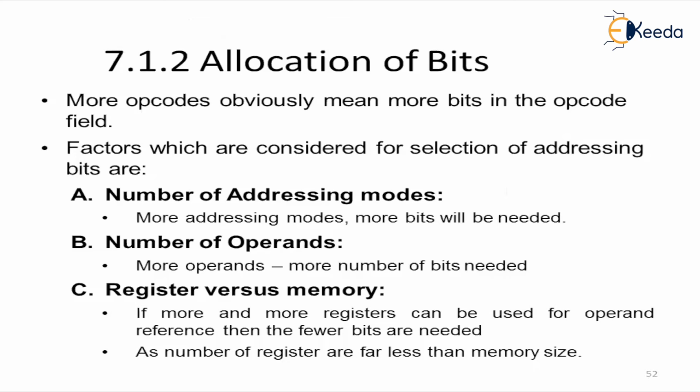Factors which are to be considered for addressing bits are the number of addressing modes. More addressing modes, more bits will be required. If there are more operands, more bits are needed. If fewer operands, then fewer bits are needed. Then you have register versus memory. If memory has more and more registers can be used for operand reference, then fewer bits are required, as the number of registers is far less than the memory size.